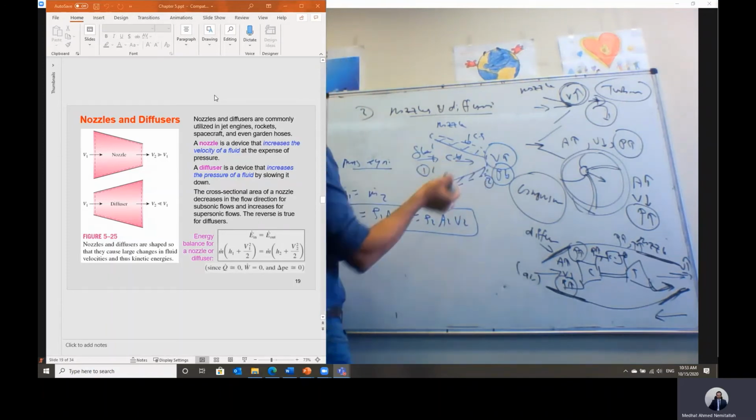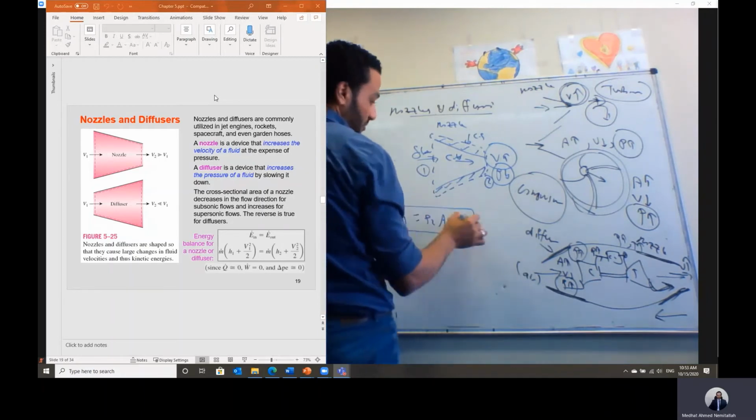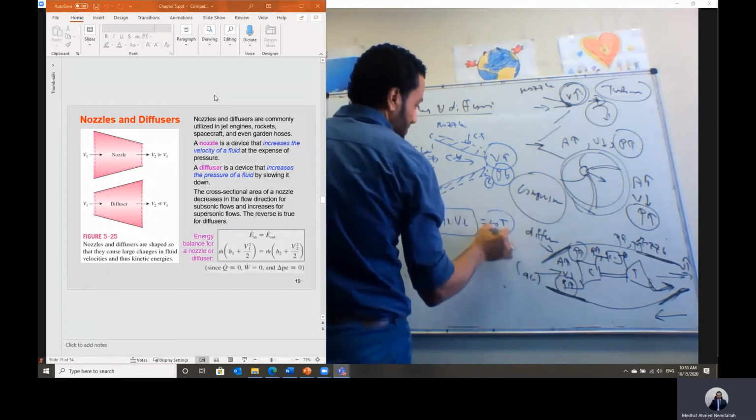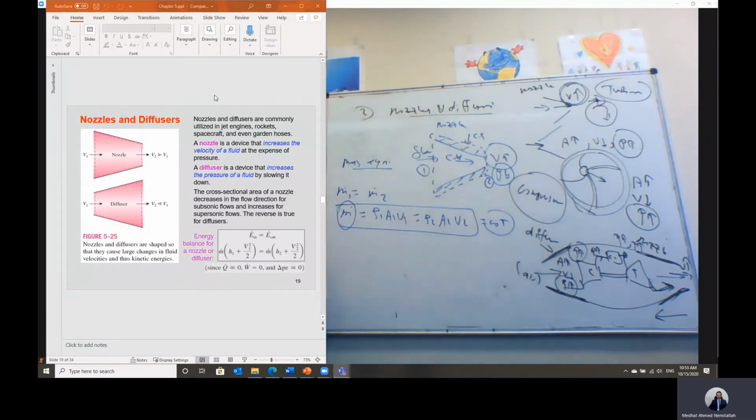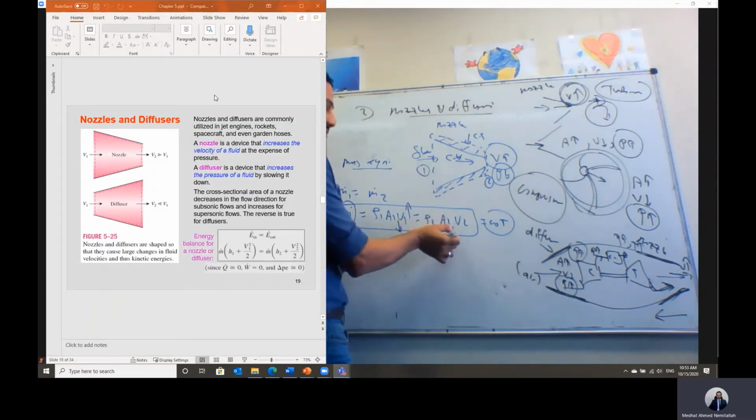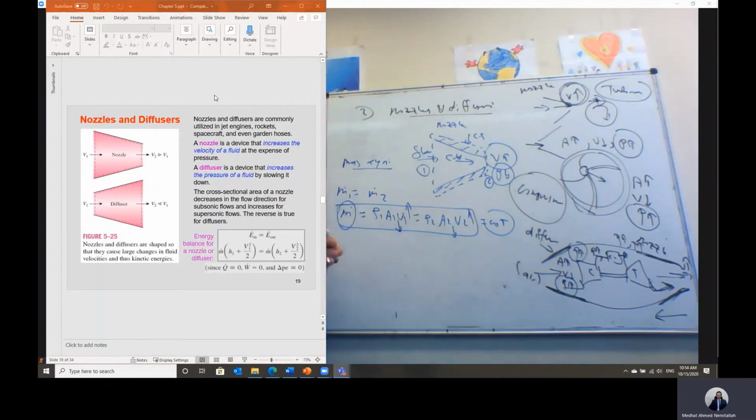But why is the velocity increased? Because this mass flow rate is constant. M dot 1 equals m dot 2, it is constant at any cross section inside this nozzle. So at any cross section, if the area is reduced, then in this case the velocity will be increased. So reducing the area will increase the velocity directly.